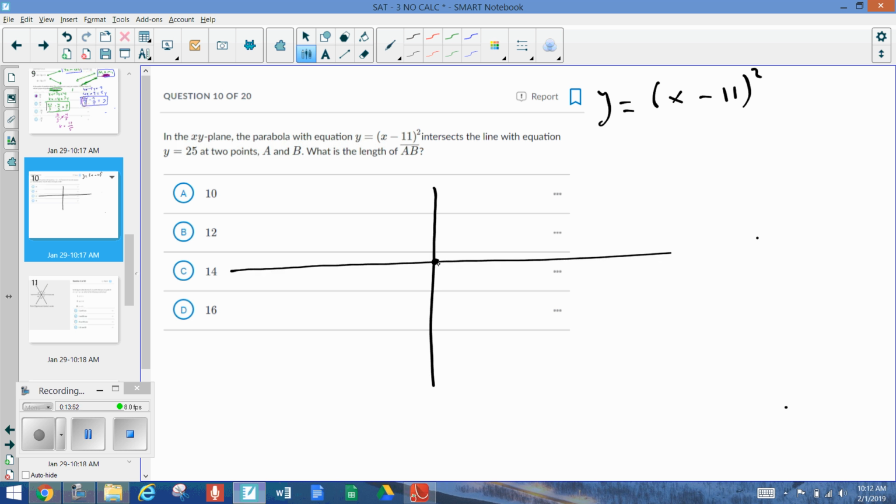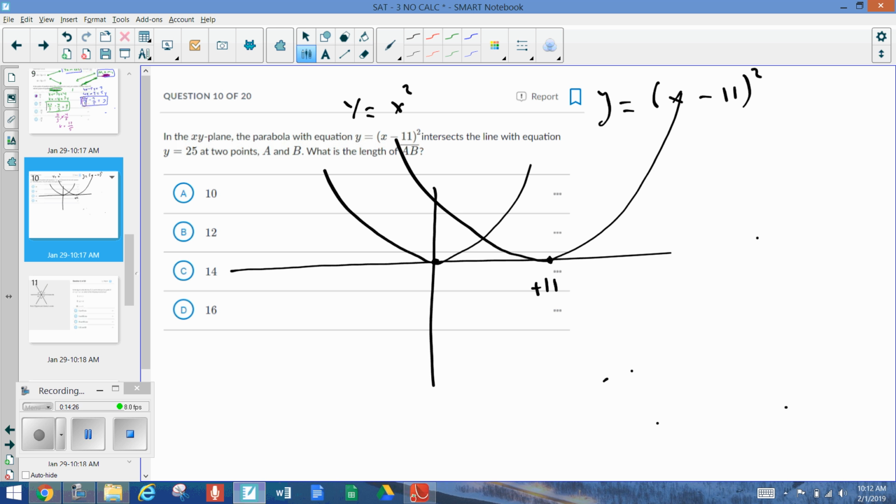Remember transformations. What is the parent function of quadratic? Yes, quadratic function. That one, right? Remember transformations. If we add or subtract inside of the parentheses, what? Left or right? Horizontal shift. To what side? Negative. It's going to go positive 11, right? So we're going to have something like this. And it's going to go more vertical in the same aspect.